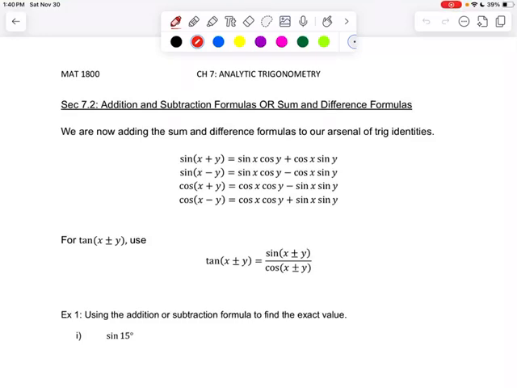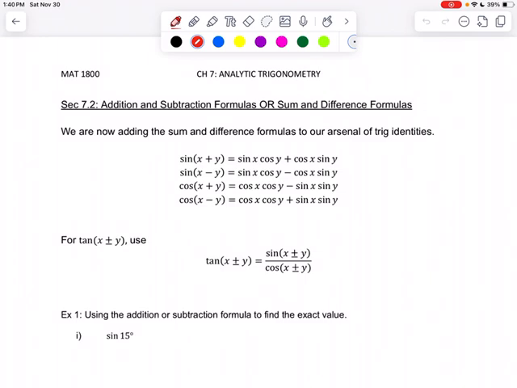Hi, we are now looking at 7.2, which is addition and subtraction formulas, or sum and difference formulas. Here we are going to see how we can find the trig functions of an angle when it is given in terms of the sum of two angles or as a difference of two angles.